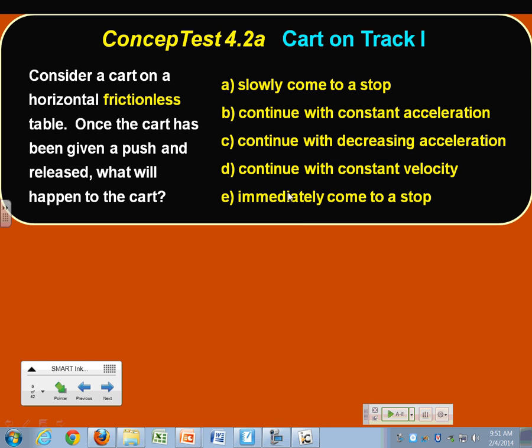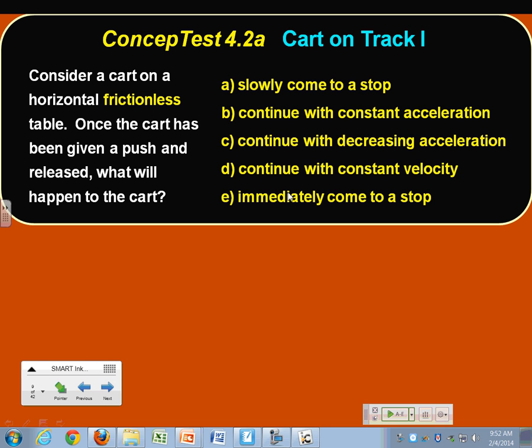Okay, Newton's first law. An object that's in motion will stay in motion. An object at rest will stay at rest. Whatever its state of motion, because of its inertia, it's going to have this tendency to stay in that state of motion. Here I have a cart on a frictionless table, so we can say that there are no forces acting on it, no net force.